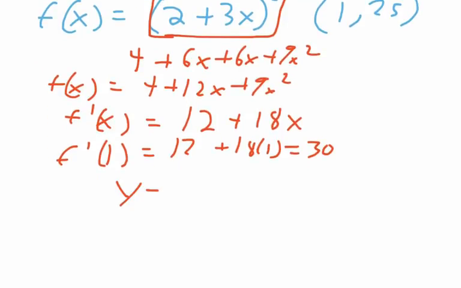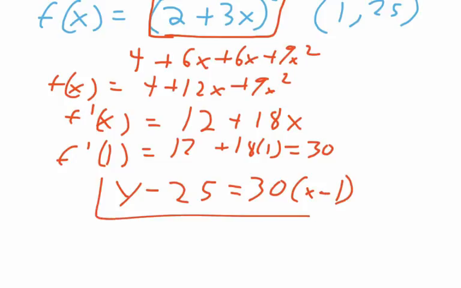Point slope formula, y minus y1, which is 25, equals 30 times x minus 1. And unless they specifically say they want it in standard form or slope-intercept form, point-slope form is fine.